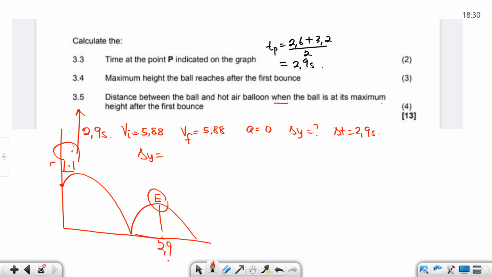Delta y is VI t plus half a t squared. We could have just worked it out directly, but let me just work with this. The whole of this is 0. Why? Constant velocity. Acceleration is equal to 0. Do I know my delta y now? Let's calculate. What's my VI? 5.88 times 2.9. What is your answer?